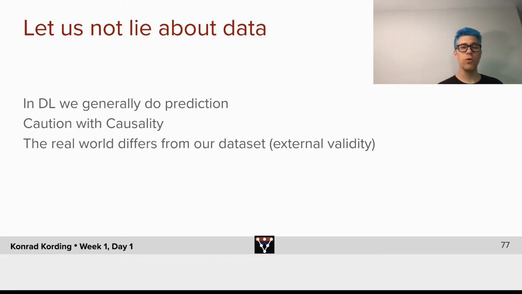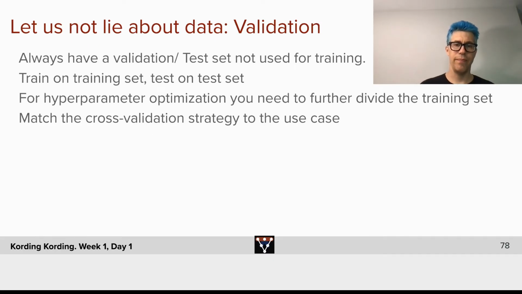The real world differs from our data set. The data sets that we have are all biased in lots of ways. And if we take the data set from one place where it was taken to answer specific questions and use it elsewhere, our performance might be quite bad there. It's a concept called external validity. And one of the easy things to do to avoid lying about data is to use validation.